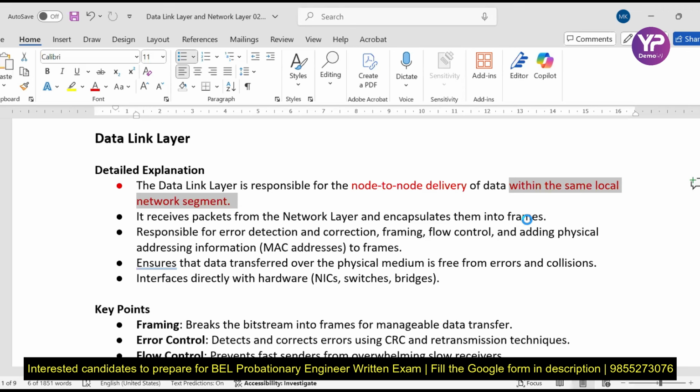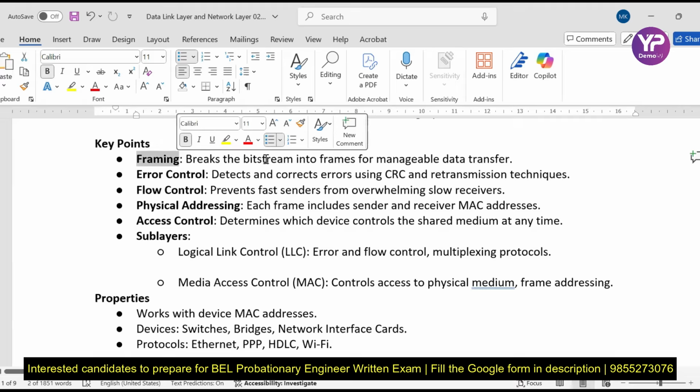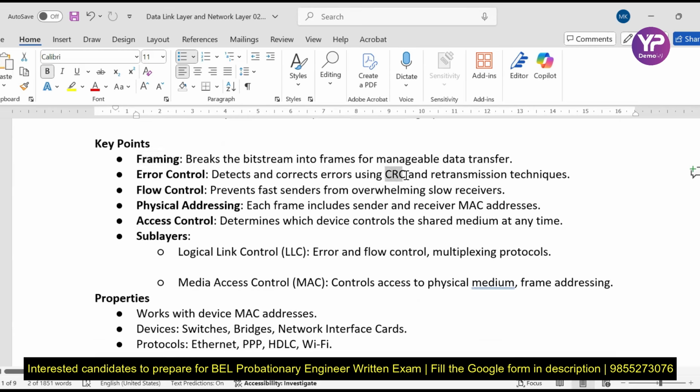That's the main point. So interface directly with hardware. Okay, that's fine. Now, that means NIC. We are talking about NIC. Now, the key points we already discussed. First functionality is framing. Break the bit stream into frames for manageable data transfer unit. Error control. Detect and correct error using CRC.